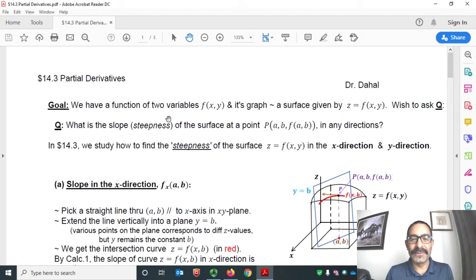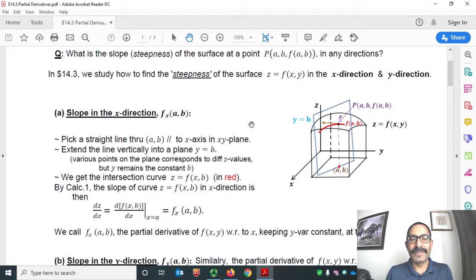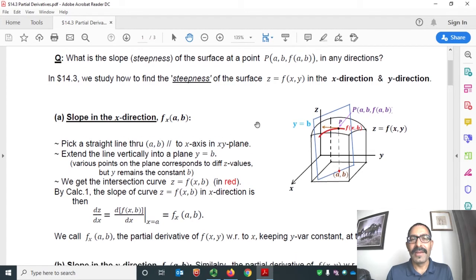We have a function of two variables f and its graph, that is a surface given by z equals f(x, y), and we wish to ask ourselves the following questions. What is the steepness of the surface at a point in any direction? So in this section we study how to find the steepness of the surface in the particular x direction and in the y direction. First, let me find the steepness of the surface in the x direction. So first let me talk about how to find the slope or steepness of the surface in the x direction.